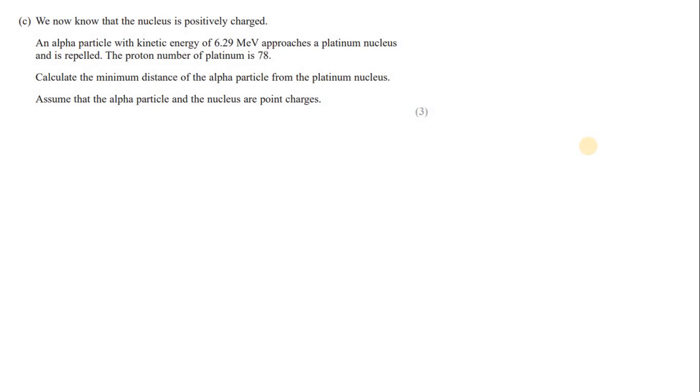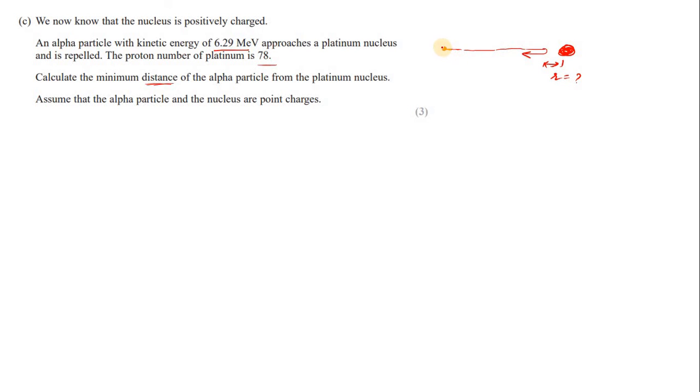Part C, we now know that the nucleus is positively charged. An alpha particle with kinetic energy approaches a platinum nucleus and is repelled. The proton number of platinum is 78. Calculate the minimum distance of the alpha particle from the platinum nucleus. Assume that the alpha particle and nucleus are point charges. So this is the platinum nucleus, and this is the alpha particle coming head on, and this is the minimum distance before bouncing back. We need to find this R.